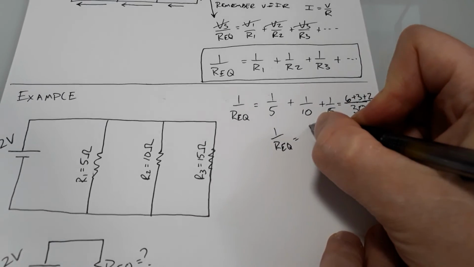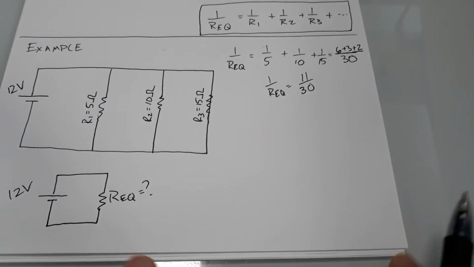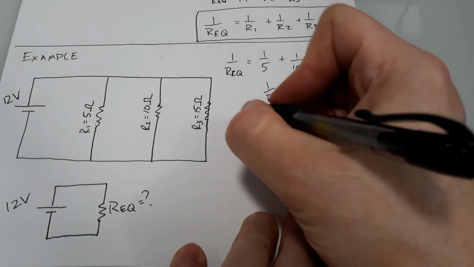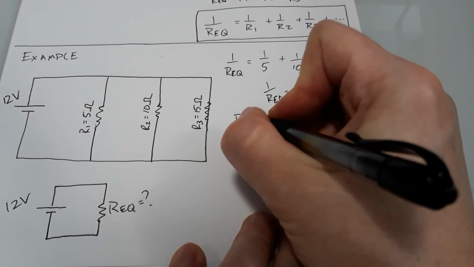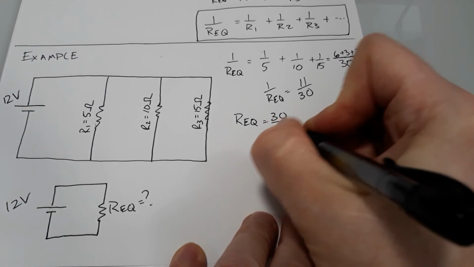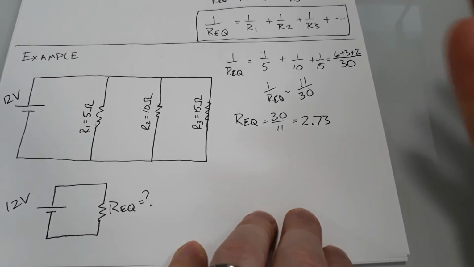Req is equal to 11 divided by 30. All right, so quick point. That's not the final answer. So what I need to do is flip that over, so that's 30 divided by 11, and that is 2.73 ohms.